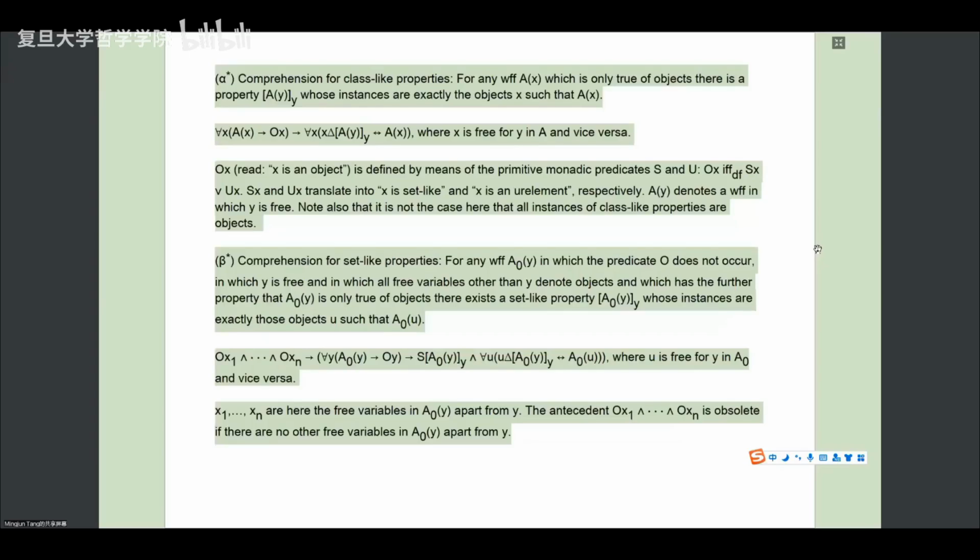We have only 4 axioms. In the Ackermann set theory, there's also a 5th, which is extensionality, which we don't need. We don't need extensionality because we have axiom A8, which is our criterion for identifying properties. We need especially alpha asterisk here. This is a comprehension axiom for class-like properties. What is a class-like property?